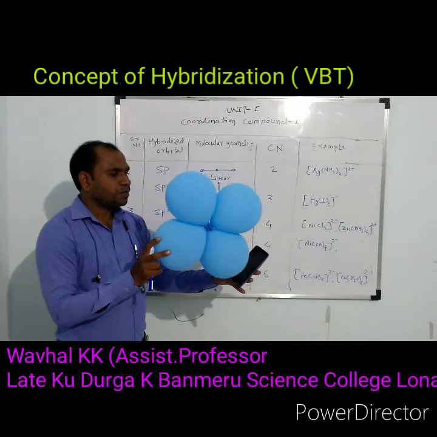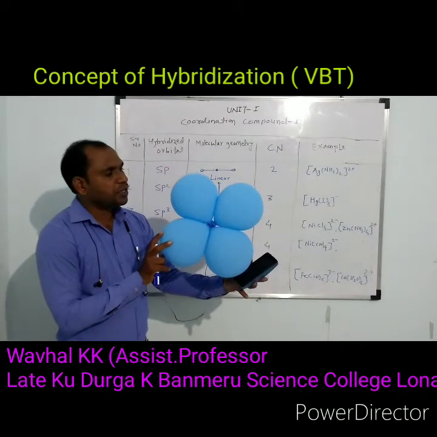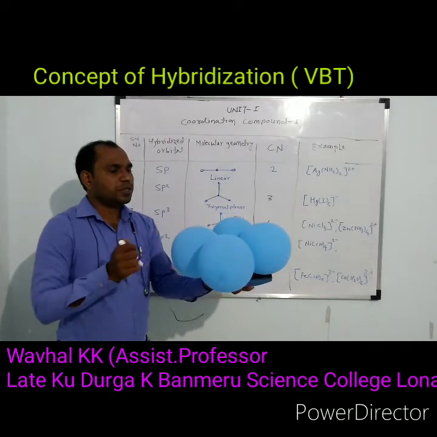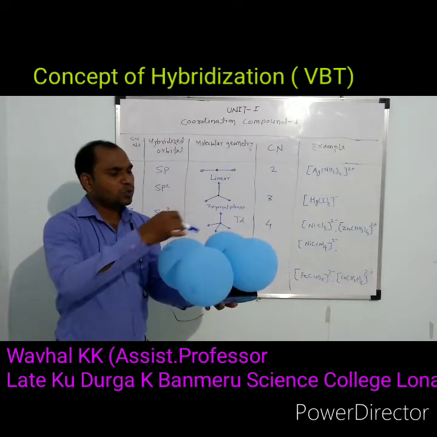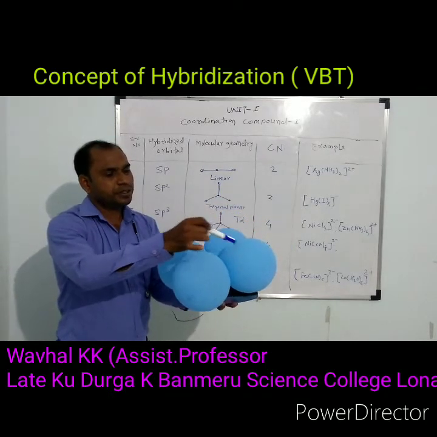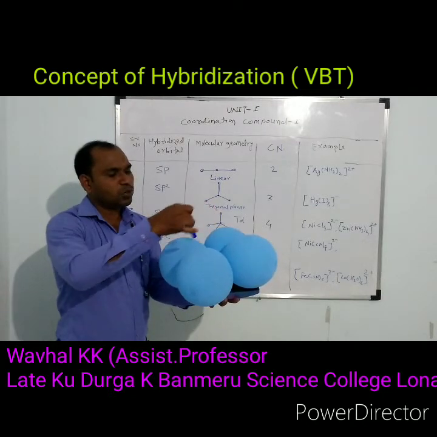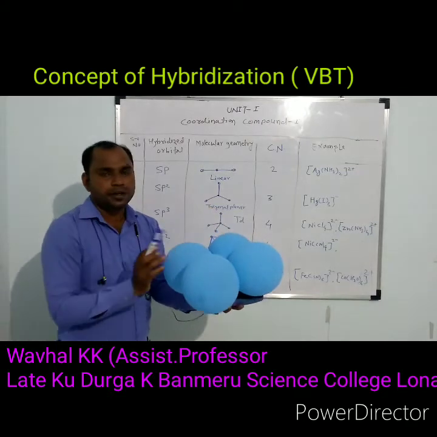The formation of this type of geometry is called square planar geometry. The bond angle between these two is 90 degrees. This bond angle is 90 degrees. This bond angle is also 90 degrees.